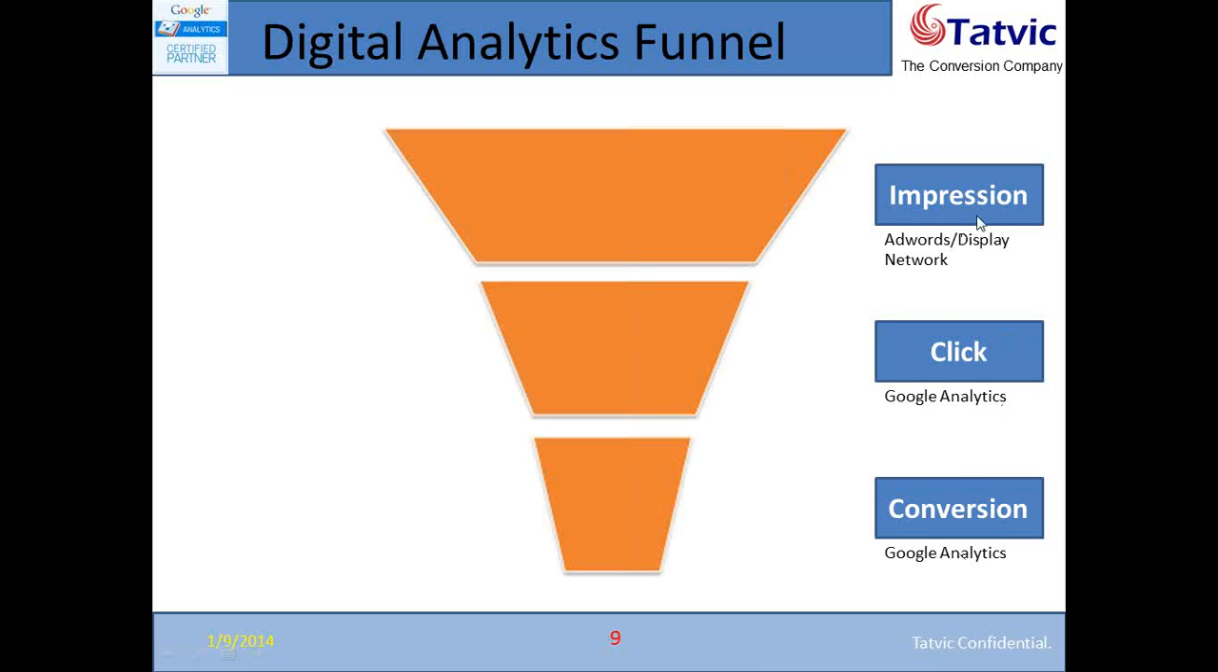Now, what happens is that the data of your impressions gets tracked in a different set of tools, which could be Google AdWords, or Display Network, CDN, or any other network provider which sends more traffic to you. Whereas your clicks and conversions get tracked in Google Analytics. And this is probably the most fundamental issue with tracking and data collection that you may experience.